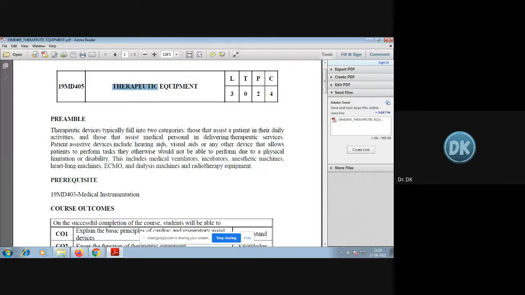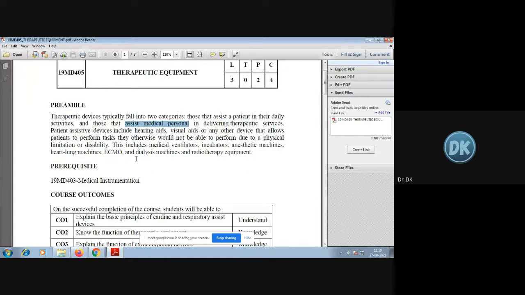Okay, so here, this is just a quick summary of your therapeutic devices. Either it is used to assist a patient or it is used to assist medical personnel in delivering the therapeutic services. So that's what therapeutic devices are. Patient assistive devices include hearing aids, visual aids, or any other device, and other devices include ventilators, incubators, anesthesia machines, heart lung machine, ECMO, dialysis, and radiotherapy equipment. All these things we'll be studying in your subject.